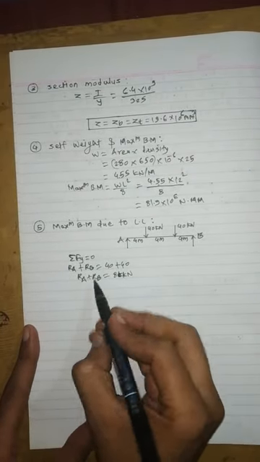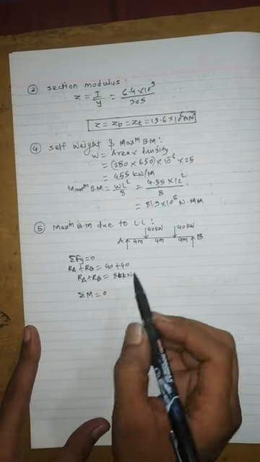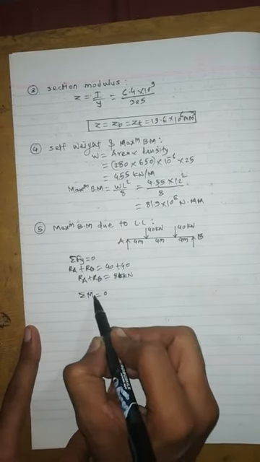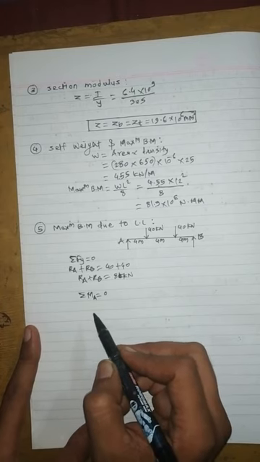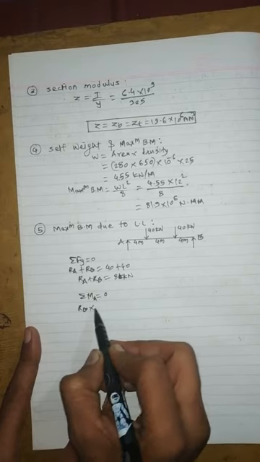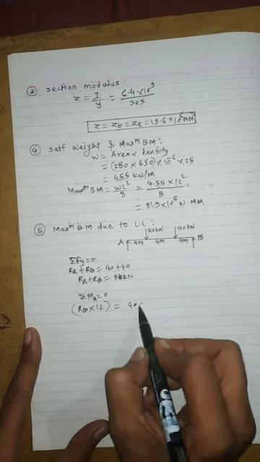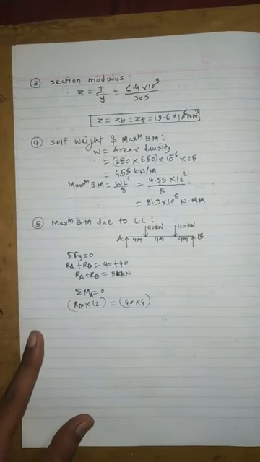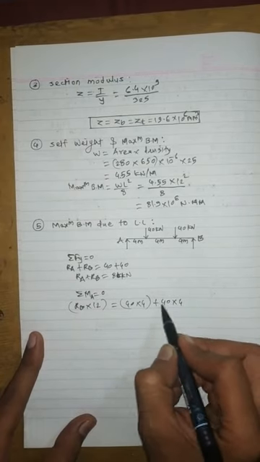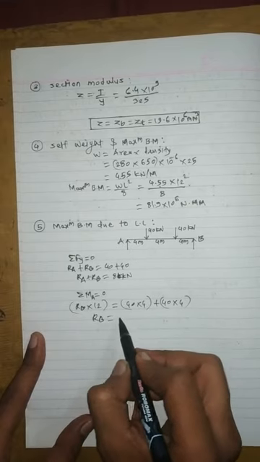Then the third condition of equilibrium, that is sum of moment equal to 0. So here consider moment about the left support, that is about point A. So sum of moment about point A equal to 0. So we know RB into 12 meter equal to 40 into 4 plus 40 into 4 plus 40 into 4. So RB equal to 40 kilonewton.